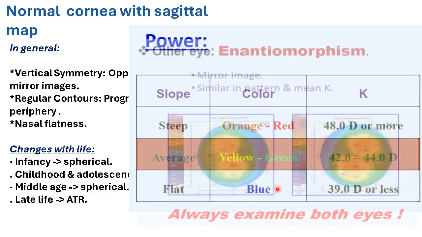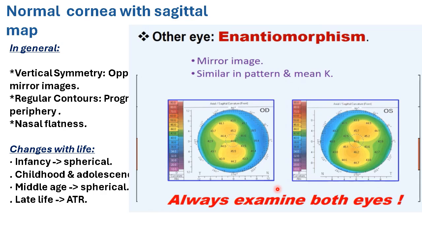Another thing is that normally there is a mirror image of the shape of the two eyes, right and left, as you can see here. This is known as enantiomorphism. So this is the normal appearance of the eye using the axial map. In the next slides, we will show the appearance of abnormal shapes, astigmatism or irregularity of the surface of the cornea, and how they appear on the axial map.